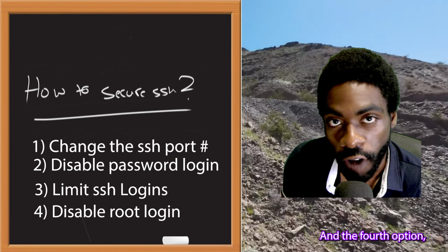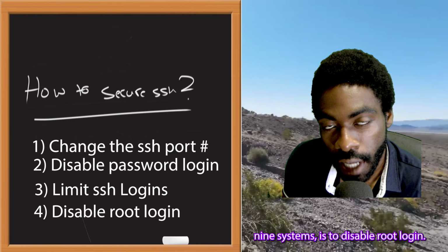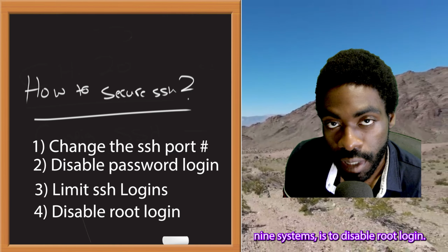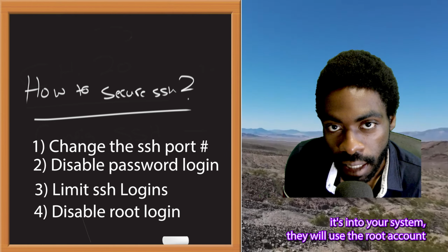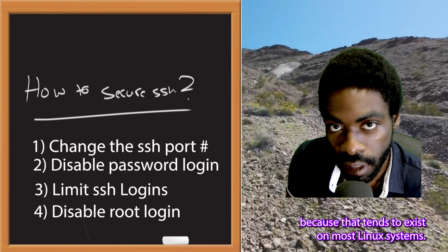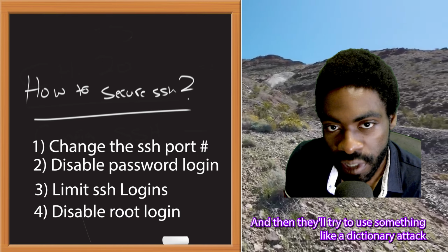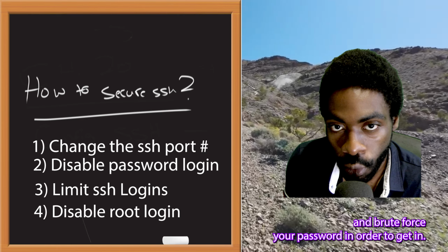And the fourth option, which is now enabled by default on RHEL 9 systems, is to disable root login. Oftentimes when hackers are trying to SSH into your system, they'll use the root account, because that tends to exist on most Linux systems, and then they'll try to use something like a dictionary attack and brute force your password in order to get in.